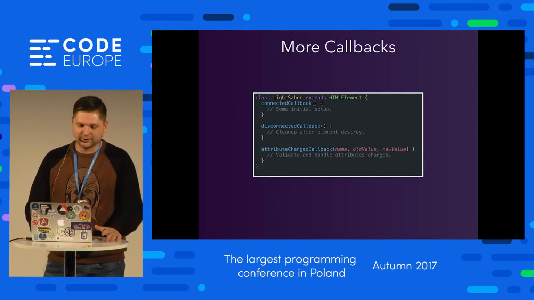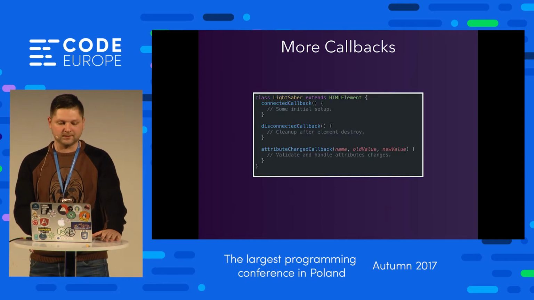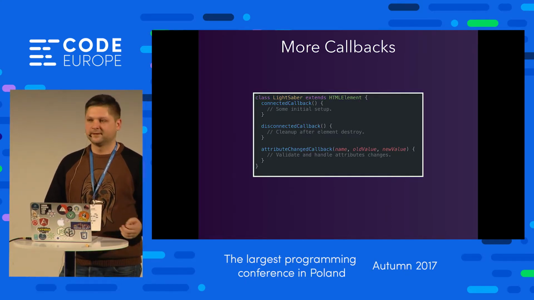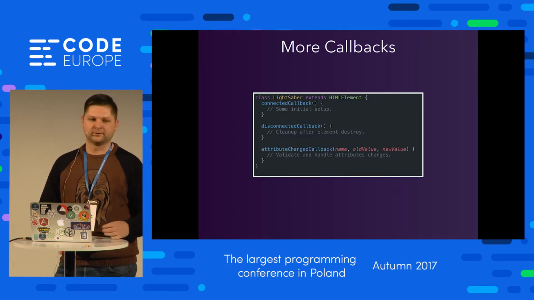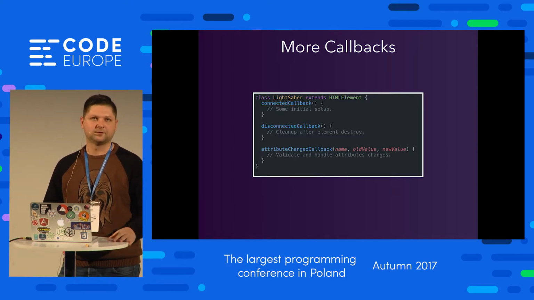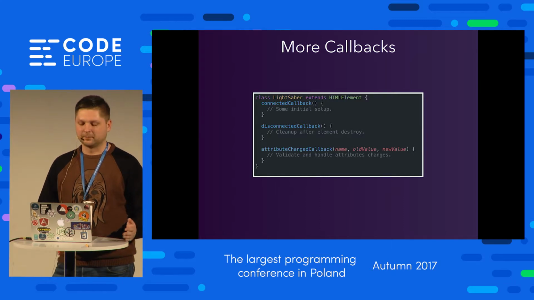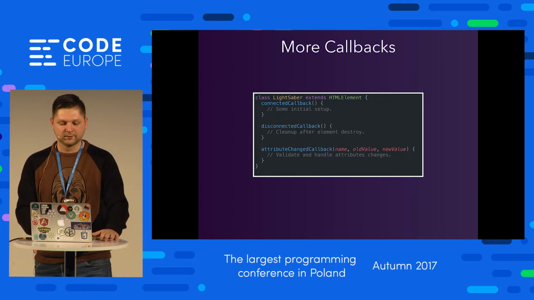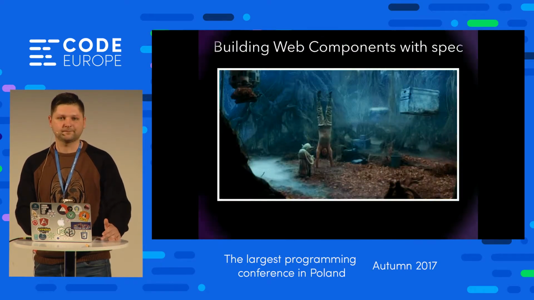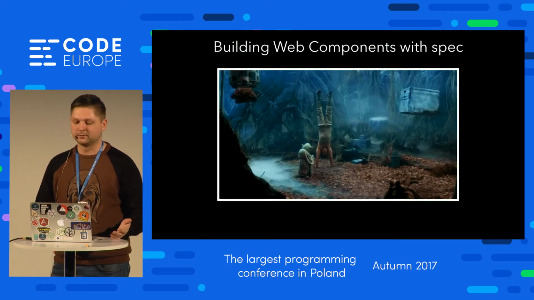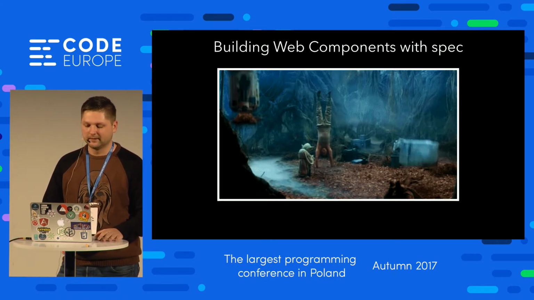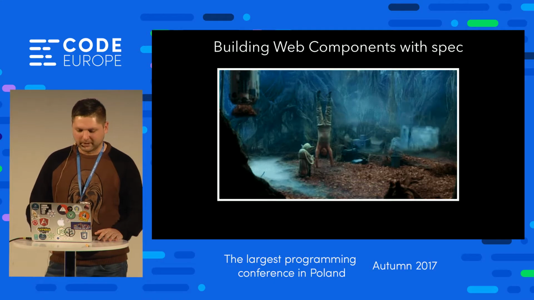Also, we have additional callbacks, for example, connectedCallback. It is used for some initial setup of your component, for example, API calls or adding some listeners. disconnectedCallback is used for cleaning up the component after it is destroyed. And attributeChangedCallback we already mentioned before.